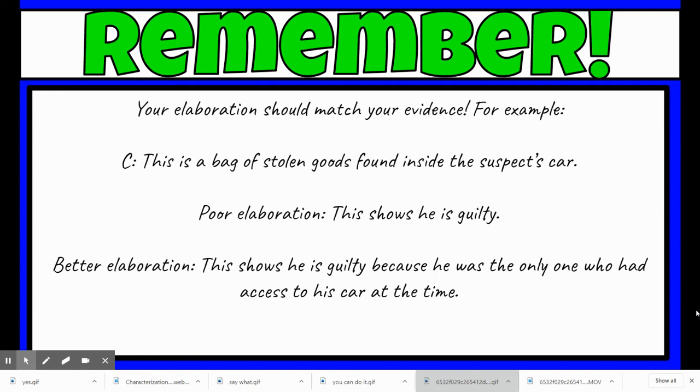This is a bag of stolen goods found inside the suspect's car. Well, you're not going to want to say this shows he's guilty because that hasn't really convinced me of anything at all, really. A better way to elaborate would be this shows he's guilty because he was the only one who had access to his car at the time. So just remember, you want to make sure that that elaboration matches your evidence. You don't want to start talking about something completely different. For example, I wouldn't want to say, this is a bag of stolen goods found inside a suspect's car. This shows he's guilty because he really likes ice cream. It has nothing to do with what you just said. So make sure it always just ties together.